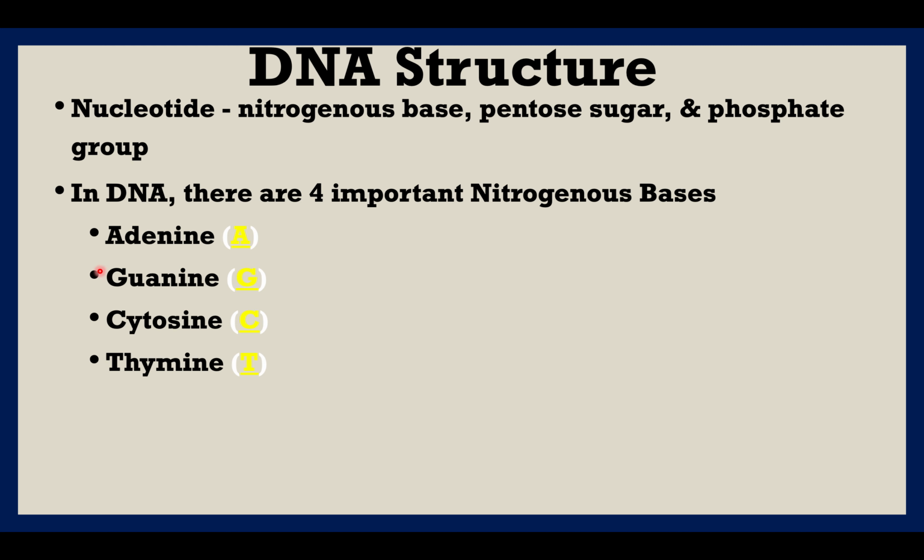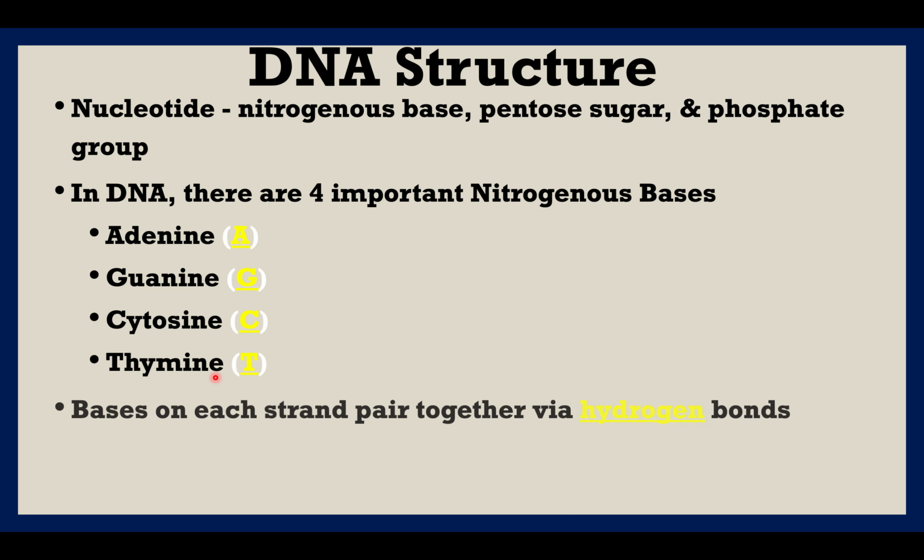It is important that you know the names, okay, and that you know that they exist. And honestly, that is pretty much all you need to know for this class. Bases on each strand are paired together via hydrogen bonds. And what I mean by this is that you do not need to know the structures, or tell them apart by looking at the structure. If anything, you just have to be able to tell if it's a pyrimidine or a purine.